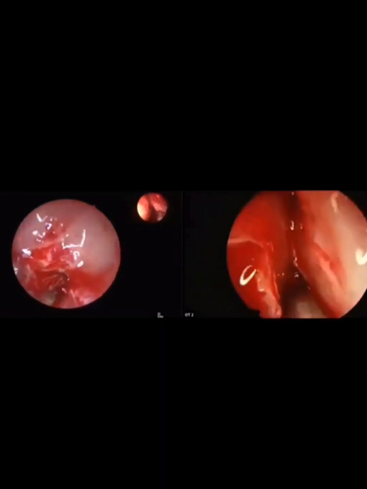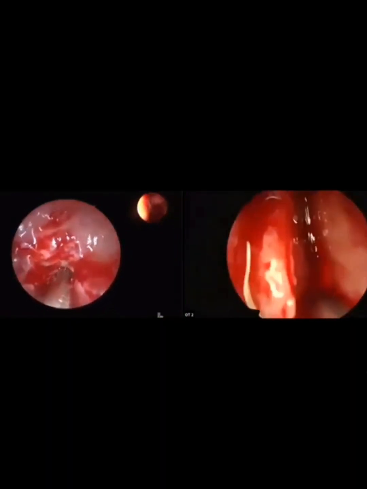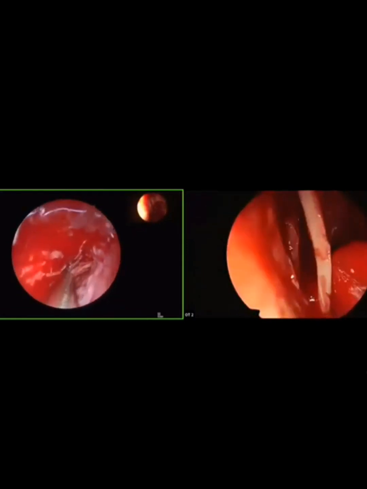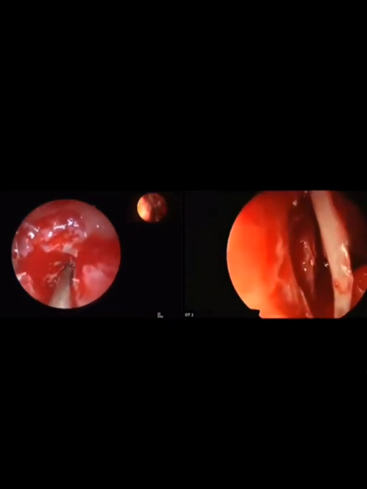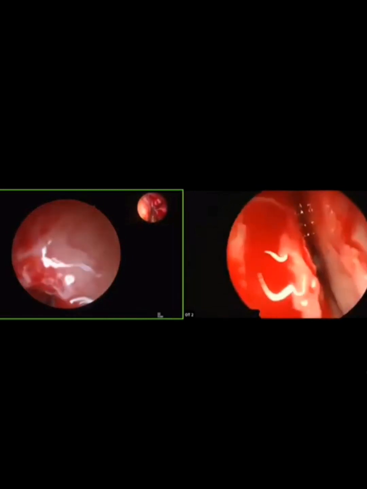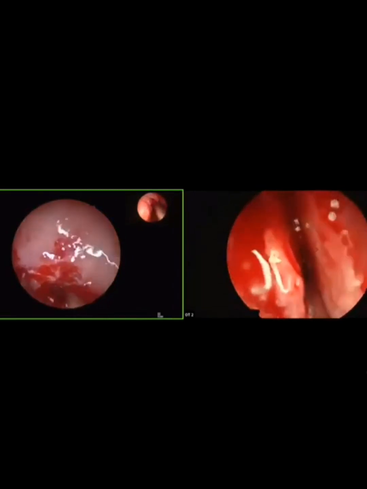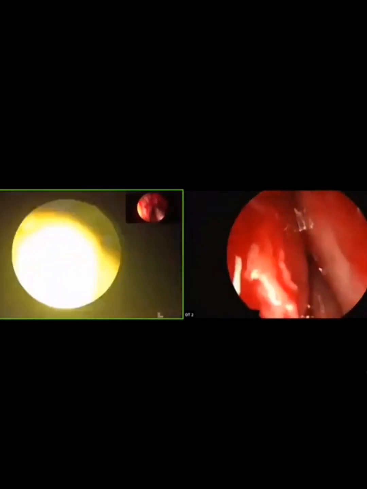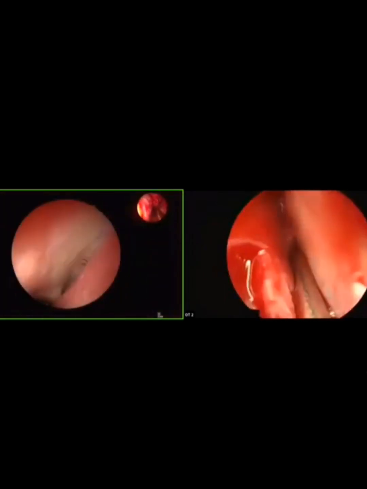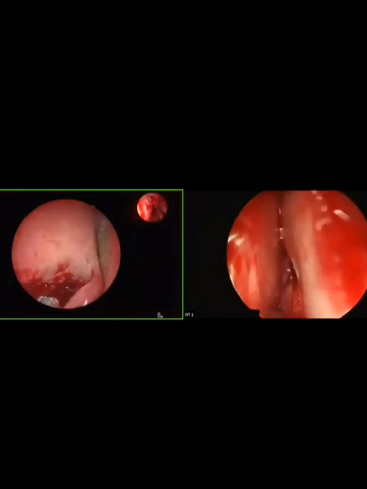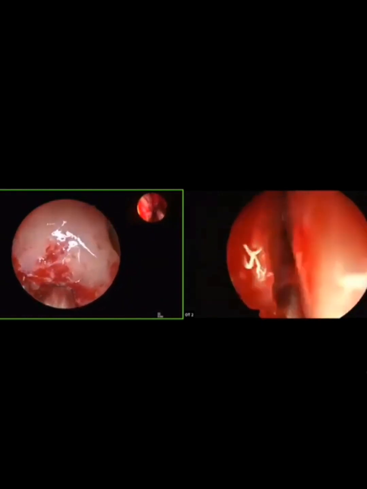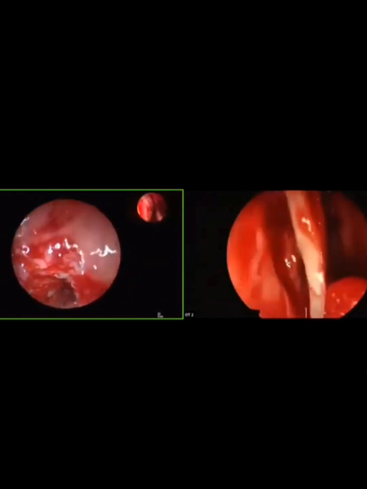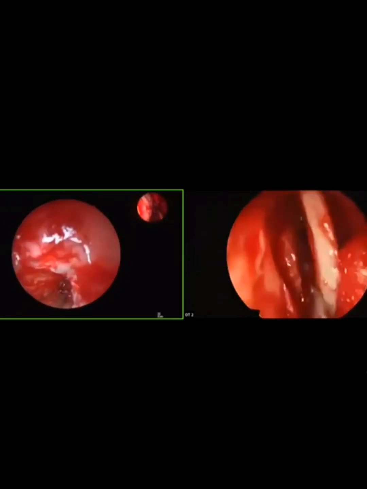Which instruments are you using, Hitesh? Crowd suction? This is suction only. For seeking the maxillary sinus, always use thick suction. For seeking the frontal sinus, use thin suction. Thin suction. You all must have seen the CT scan of this patient.